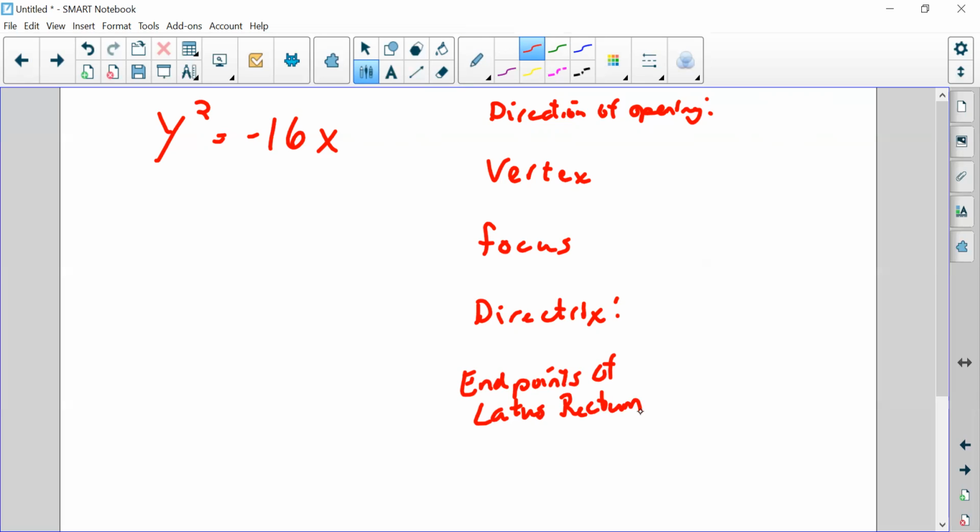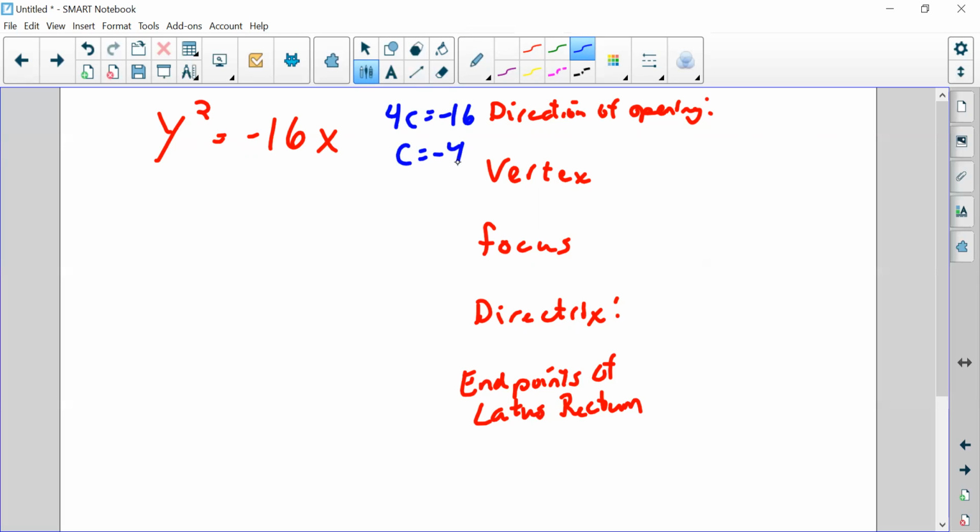Okay, so now we're going to look at this time. So this time my y is squared. Seeing the y squared tells me it's going to open in one direction or the other. What are the two directions? Left or right. So I know my direction of opening has to be left or right. So I need to figure out C. I know 4C is equal to -16. So what does C have to be? -4. Okay, so C is negative and it's opening left or right.